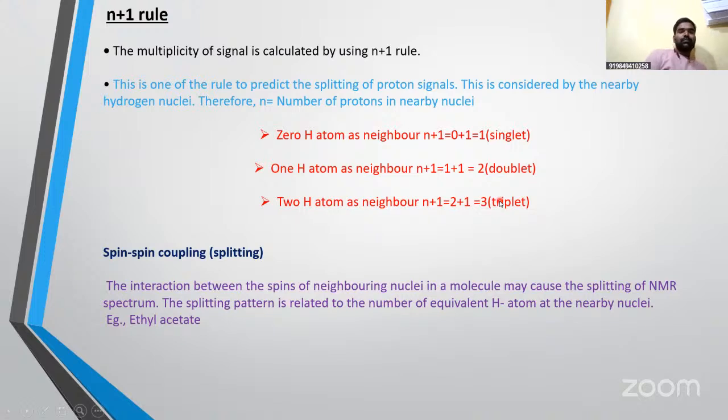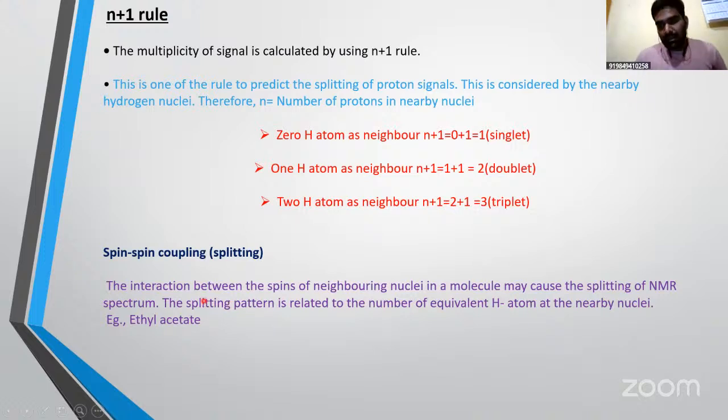Next one is spin-spin coupling splitting. Spin coupling means the interaction between spins of neighboring nuclei. Spin coupling means the interaction between two nuclei. Otherwise, the interaction between spins of the neighboring nuclei in a molecule may cause the splitting of the NMR spectrum.